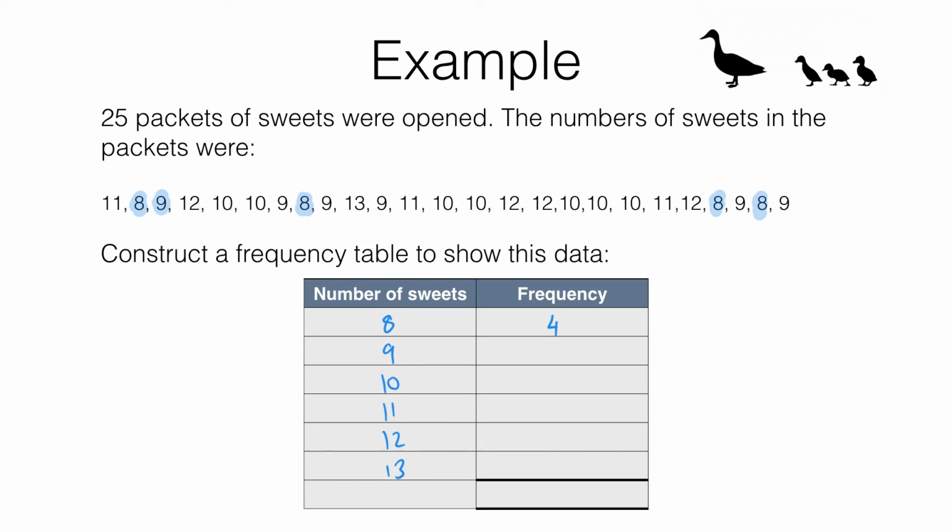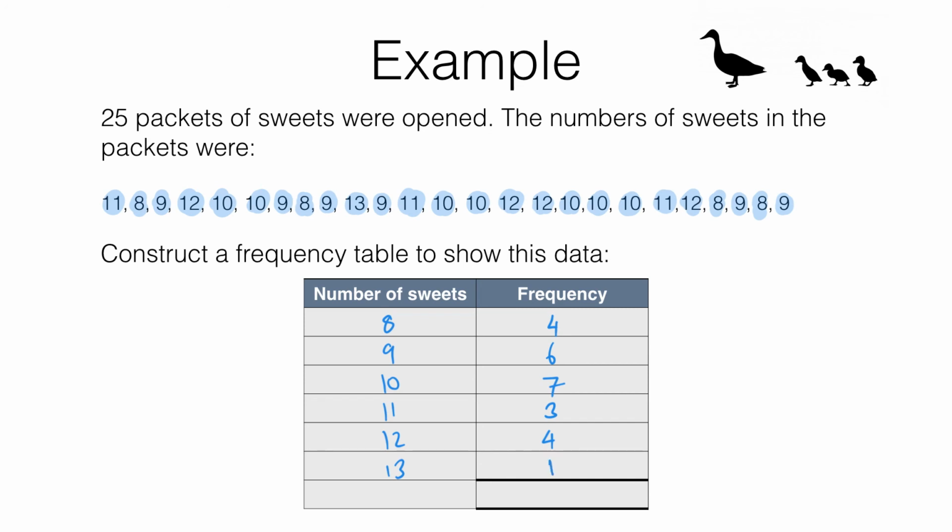There were 1, 2, 3, 4, 5, 6 packets that had 9 sweets in them. There were 1, 2, 3, 4, 5, 6, 7 packets that had 10 sweets in them. There were 1, 2, 3 packets that had 11 sweets. Next we need to think how many had 12 sweets. Well, there's 1 there. 2, 3, 4 packets had 12 sweets. And how many packets had 13 sweets? It's just this 1 packet of sweets there that had 13 sweets.